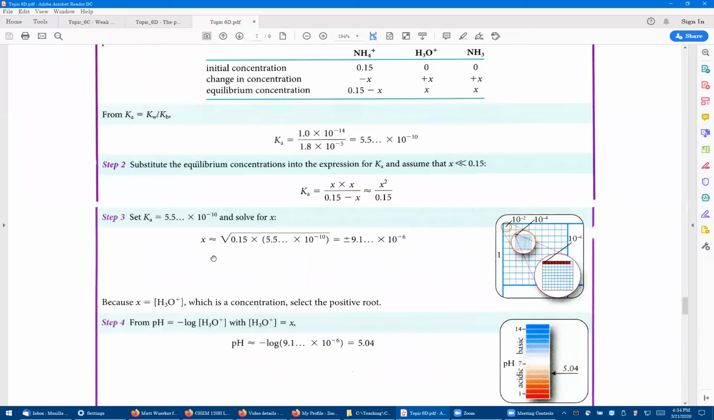So that's the concentration of H3O+, the hydronium ions. Because that X is equal to the hydronium ion concentration, we know that the pH of the solution should be minus the log of that concentration, which is minus the log of 9.1 times 10 to the minus 6, which is 5.04.